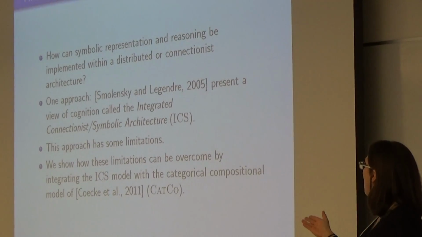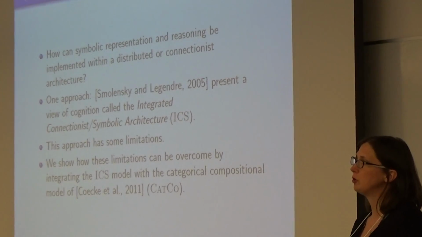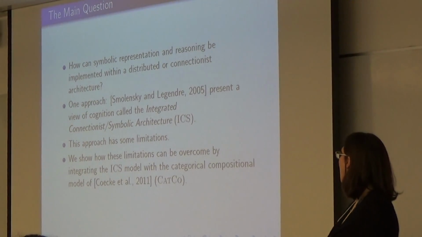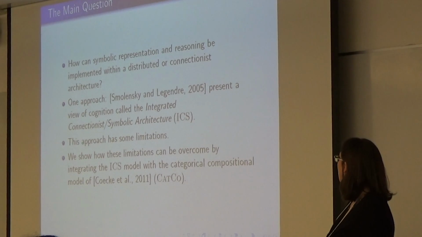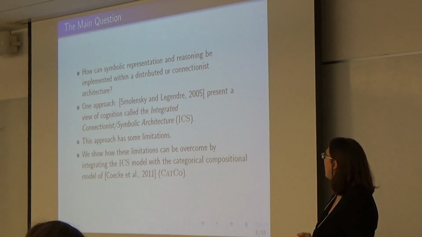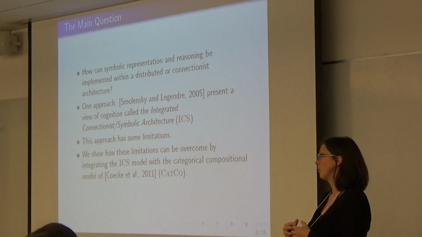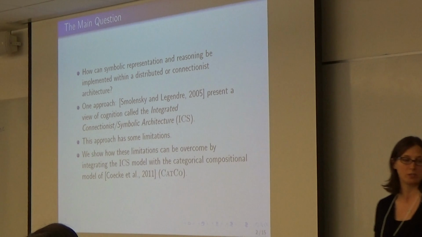talk. So Bob Coecke, in 2011, together with Mehrnoosh Sadrzadeh and Stephen Clark, put together a model called the categorical compositional distributional model. And that does something similar, but we're going to try and integrate the two models and take the best of both worlds, essentially.